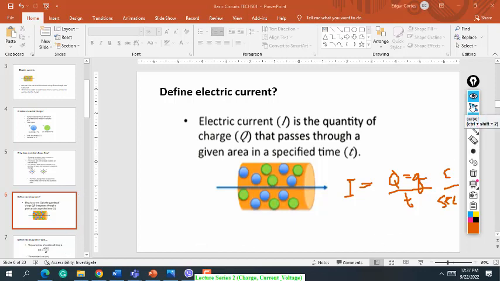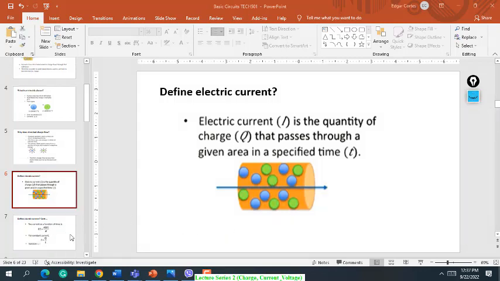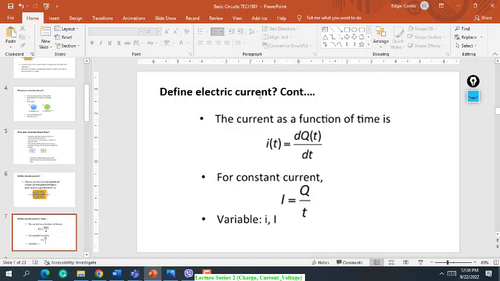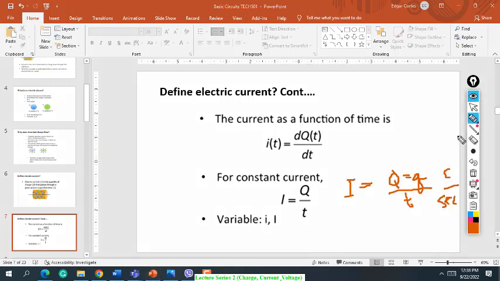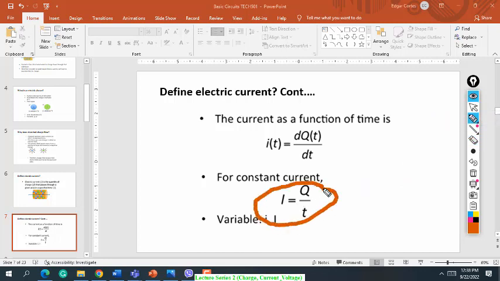Okay, so let's proceed with the next slide. The next slide, class, is basically the definition of current. As I mentioned, current can be expressed as the derivative of Q over t, over dt. In short, we can represent that current definition in this equation. So this is the equation of the current.